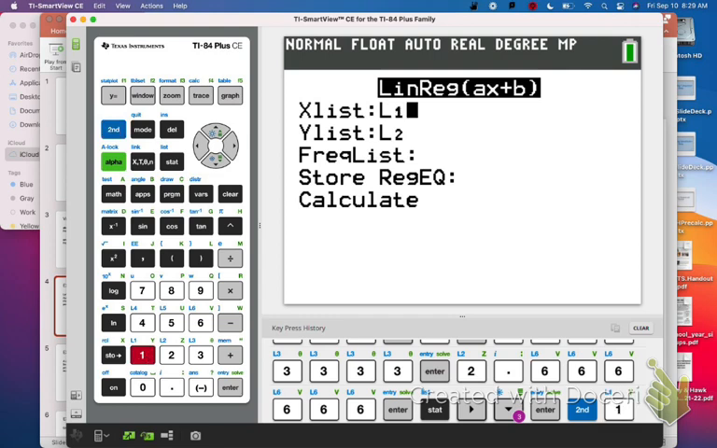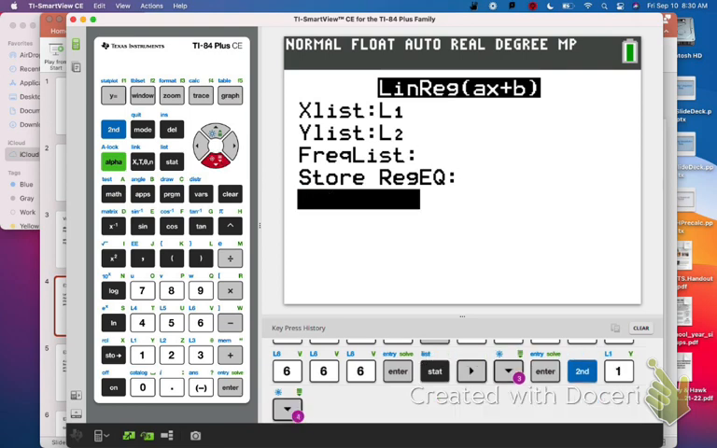It tends to be by default. If yours doesn't pop up for that, then you'll have to hit second number 1, and then the comma, which is above the 7, and then second L2. And then just hit enter, and then it should give you the equation.